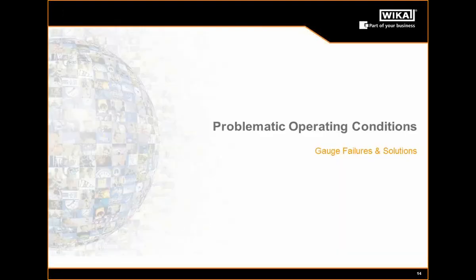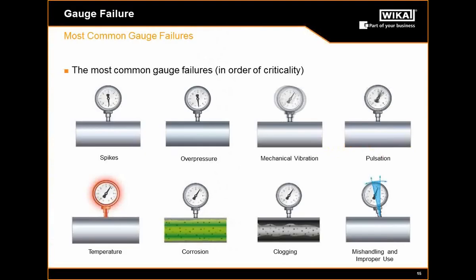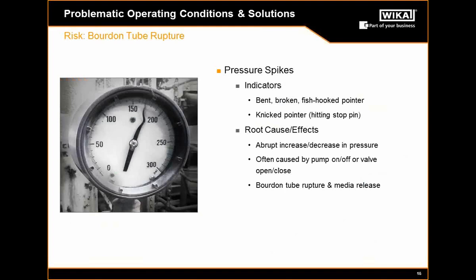So let's move into problematic operating conditions. These are the 8 most common failures, and I'm going to group them into the prevailing failure condition in groups of 2 as we move through the discussion. The first major risk that you have is a risk of Bourdon tube rupture. And what we're saying by that is that the Bourdon tube, due to an overpressure condition, is actually going to burst, much like if you were to pop a balloon.